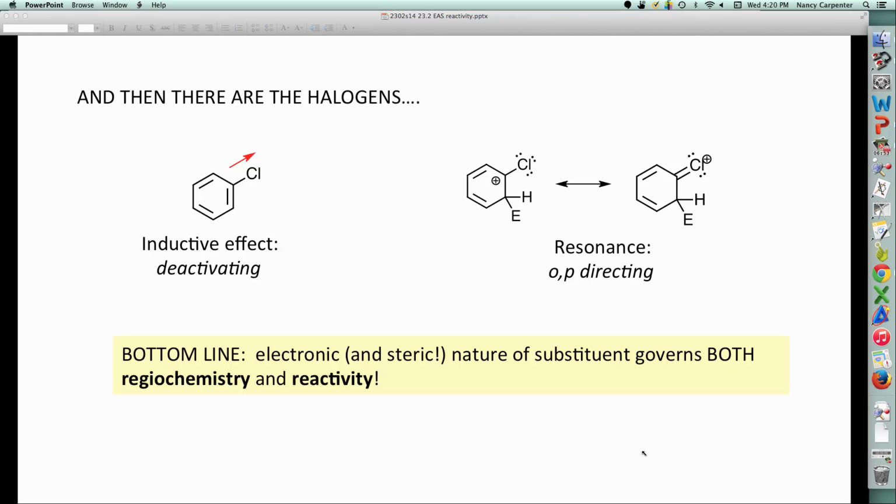Bottom line is, it's mostly the electronic nature of the substituent. Sterics can play a role too. But the bottom line is that these features control both where the incoming substituent ends up and how quickly it gets there.